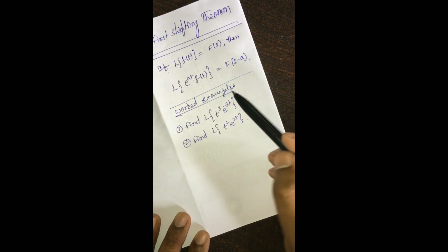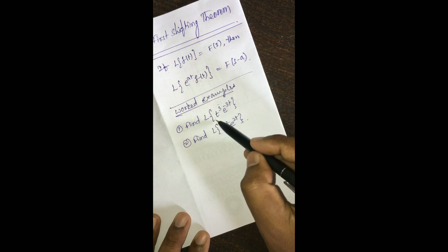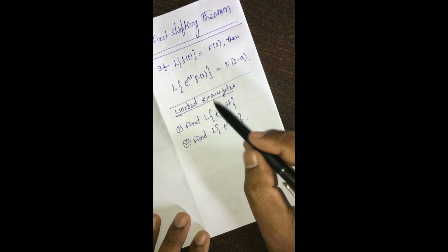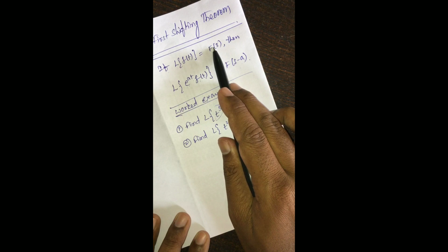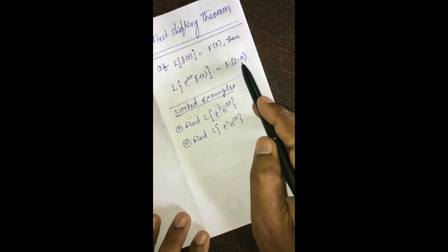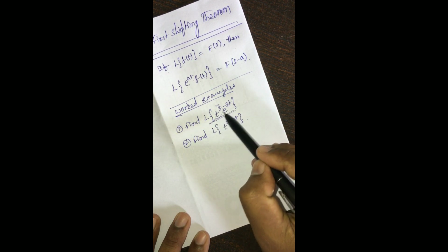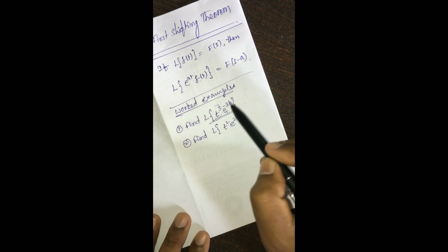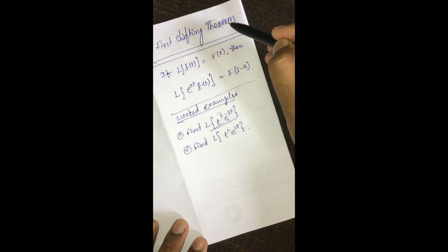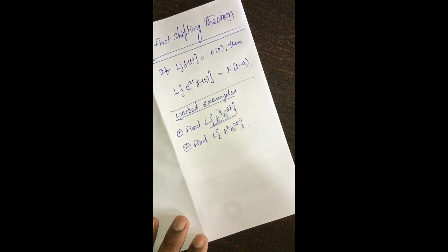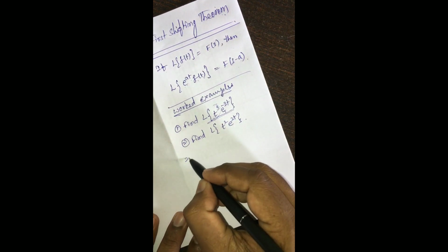ఎఫ్ ఆఫ్ టీ నుంచి కనుక్కుంటాం. మరి ఇందులో ఎఫ్ ఆఫ్ టీ ఏది? టీ క్యూబ్. అంటే టీ క్యూబ్ని మనం లాప్లాస్ ట్రాన్స్ఫార్మ్ చేస్తే ఎఫ్ ఆఫ్ ఎస్ వస్తుంది. ఆ ఎఫ్ ఆఫ్ ఎస్లో ఎస్ ప్లేస్లో ఎస్ మైనస్ ఏగా రీప్లేస్ చేస్తే డైరెక్ట్గా దీని వాల్యూ వచ్చేస్తుంది. అంటే నథింగ్ బట్ ప్రోడక్ట్ ఆఫ్ ది టూ ఫంక్షన్స్లో ఒక ఫంక్షన్ ఎక్స్పోనెన్షియల్ ఫంక్షన్గా ఉంటే మనము ఫస్ట్ షిఫ్టింగ్ థియరమ్ అప్లై చేయాలి ఇన్ లాప్లాస్ ట్రాన్స్ఫార్మ్. ఓకే, నౌ ఐఎమ్ టేకింగ్ ద సెకండ్ ప్రాబ్లమ్.